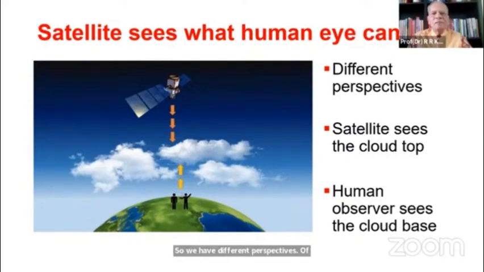For example, in a TV debate, there's a single problem and a lot of people arguing about it. And everybody sees that particular problem in a different light. In the same way, weather is seen in a different perspective from space and from ground. That's why we need satellites which see something differently.